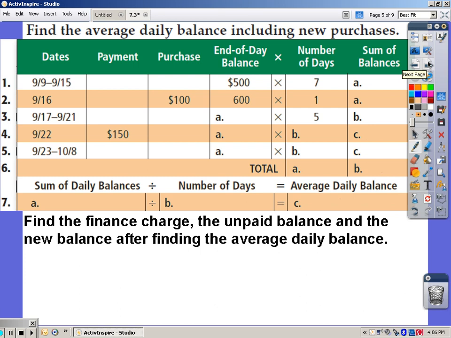Okay, find the average daily balance including new purchases. This is problems numbers 1 through 7 in the table portion. The bottom part says find the finance charge, the unpaid balance, and the new balance after finding the average daily balance. These questions are actually 8, 9, and 10 on the homework. I will give you a moment to do this, so please press pause now.